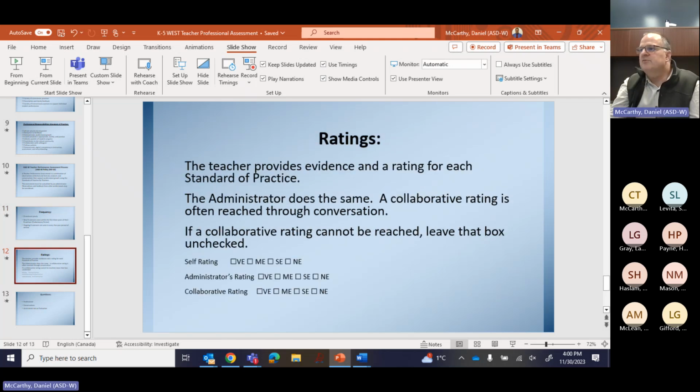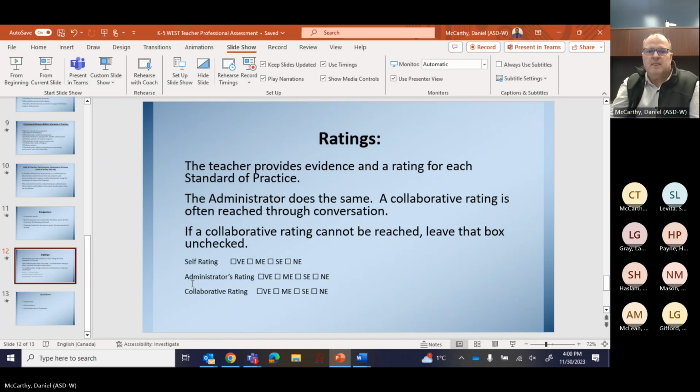So the ratings, this is an important area too. Self-ratings, and we've changed this. So for example, if you've had one done 3 years ago, maybe, for example, it was much different than this. So it gives you VE, very evident, mostly evident, somewhat evident, not evident at all. And we both fill it out, then we come to a collaborative rating.